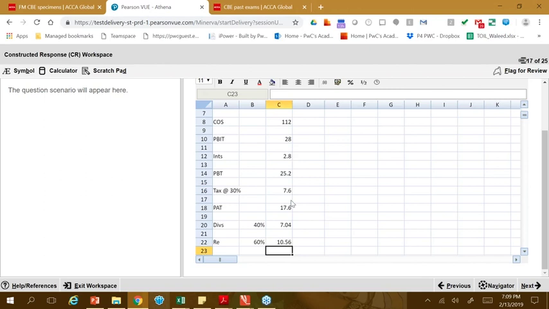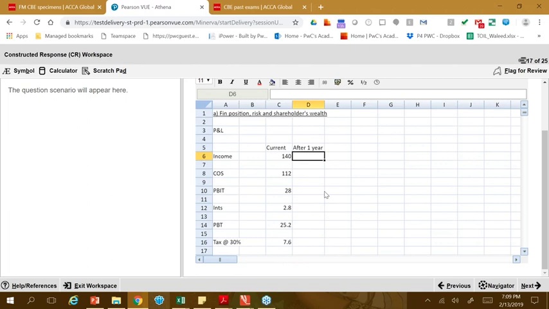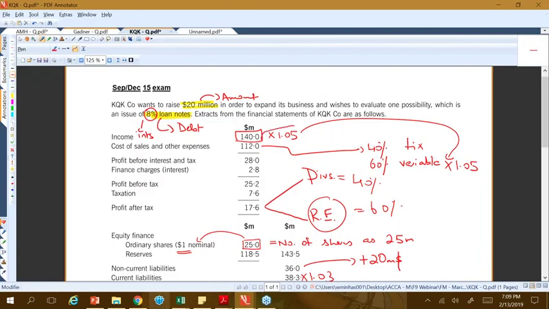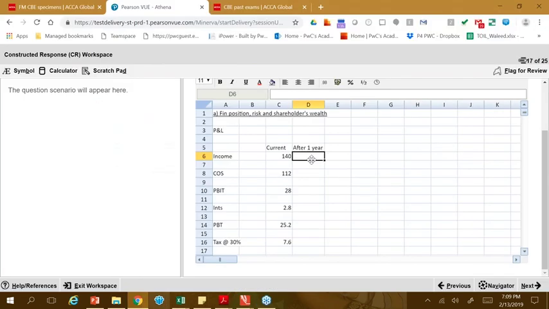So the current scenario is done, the current numbers are done, and now we need to look at after 1 year. So we saw in the question that the income is expected to grow by 5%, so that's the first thing we'll do. So grow this by 5%, so take the C6 times 1.05. That gives us 147. All workings are in millions of dollars. So 147 is our income.